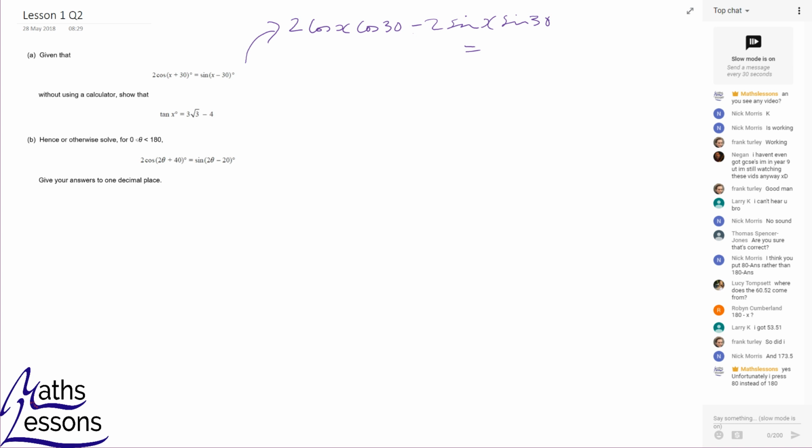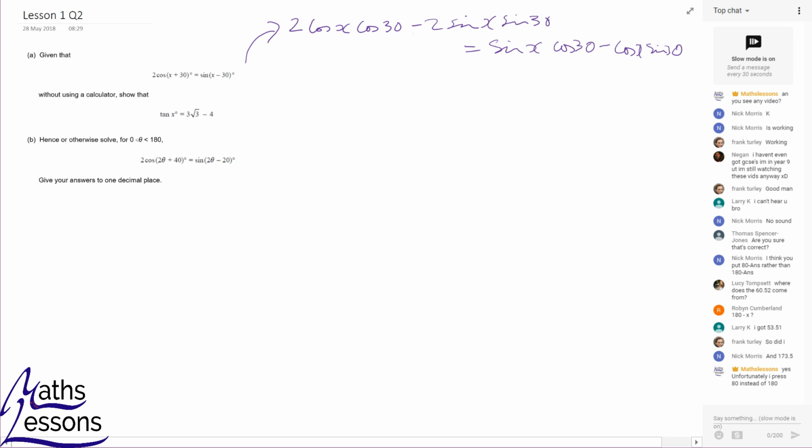And you need to know your sine, cos and tan of 30, 45 and 60. You should know those all by now. You're doing C3, not C2 anymore. So if you don't know them, make sure you go away and learn them. So cos of 30 is equal to root 3 over 2. Sine of 30 is equal to a half. Cos of 30 again, we're going to use the same thing, so times by root 3 over 2. And we've got sine of x again is going to be times by a half.